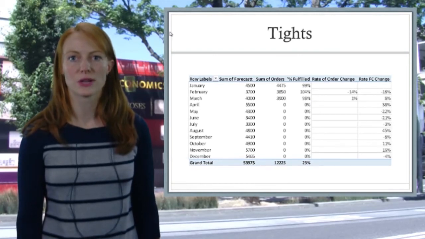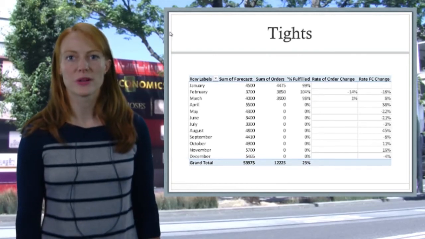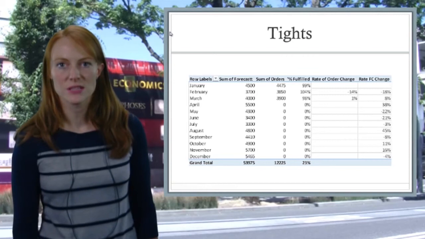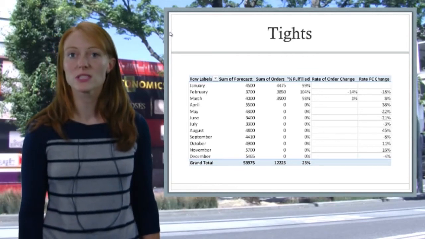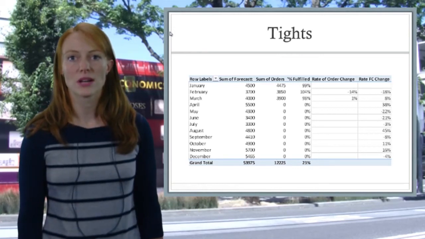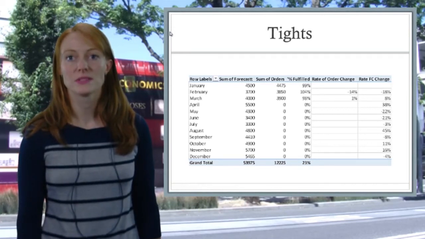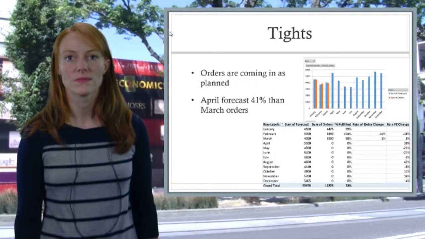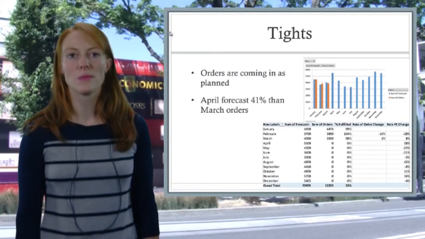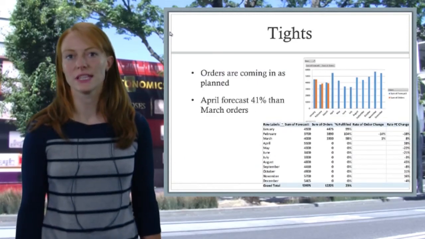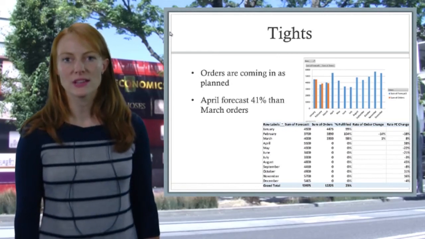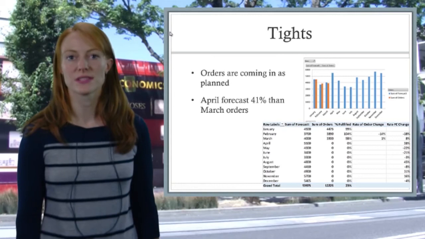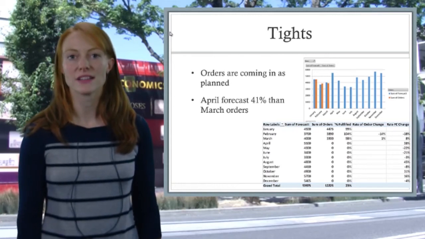And we look at our rate of forecast change. We have February decreasing by 18%. In reality, orders went down 14%, but still pretty close. And then in March, we had our forecast going up 8%. So when we bring this all back together, very clearly, orders are coming in very much as planned. And when we look at it, our April forecast is 41% higher than our March orders.